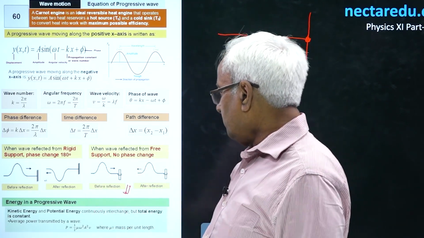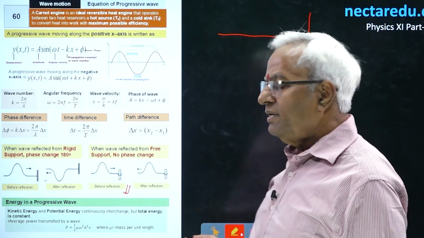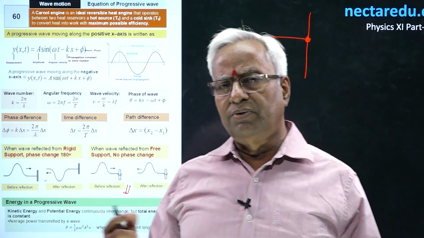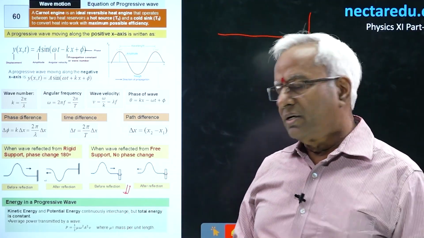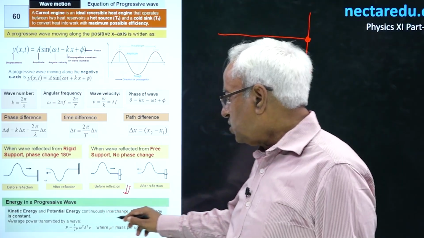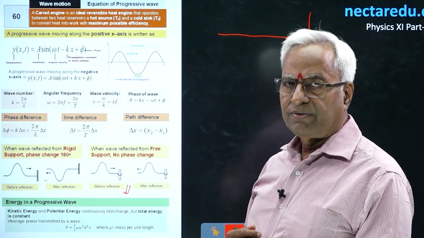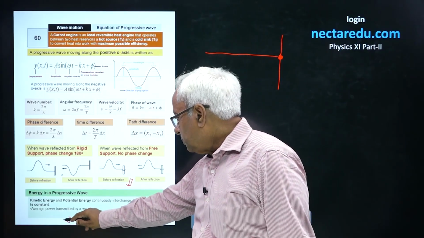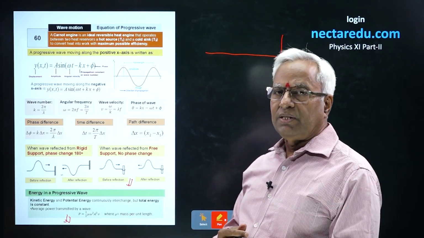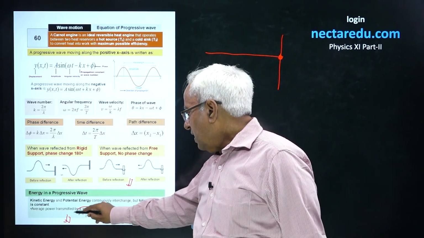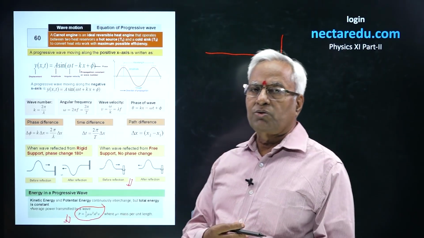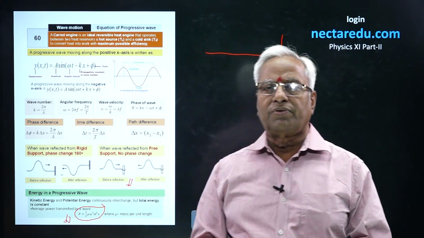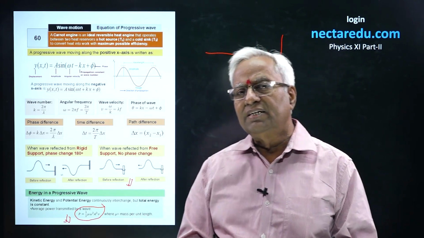Kinetic energy and potential energy in a stationary wave will continually interchange into each other. When progressive waves are propagating, the energy transport per unit time, or the average power, is given by ½ μ ω² A² v. Here μ is the mass per unit length, which is also sometimes referred to as linear density.